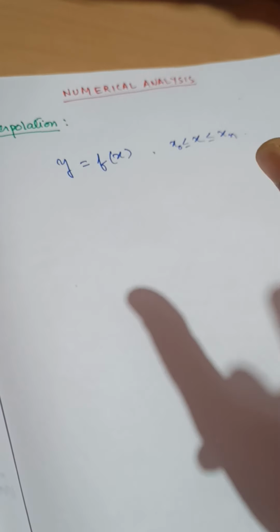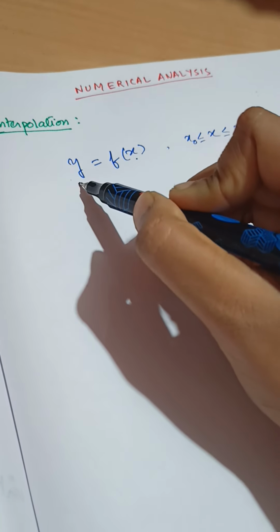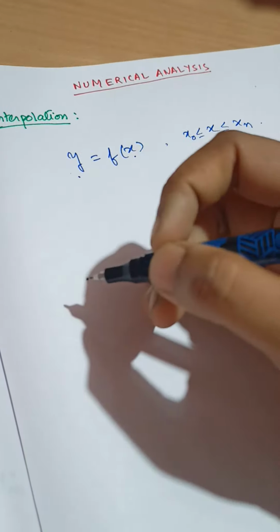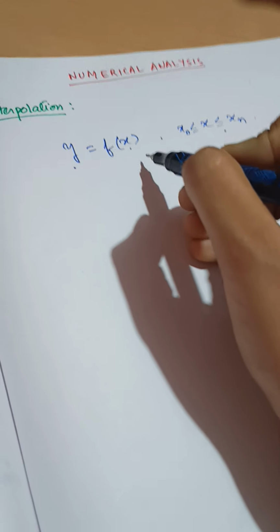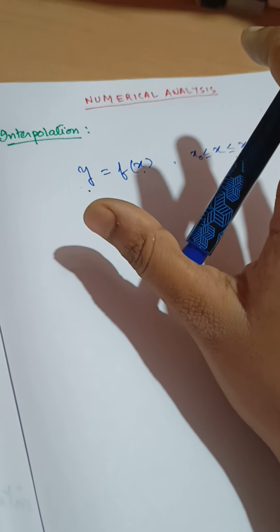So by this statement what do we understand? This statement tells us that corresponding to every value of x where x lies in this range, there exist one or more values of y. So now let us assume that f(x) is a single valued function and a continuous function, and f(x) can be defined explicitly.